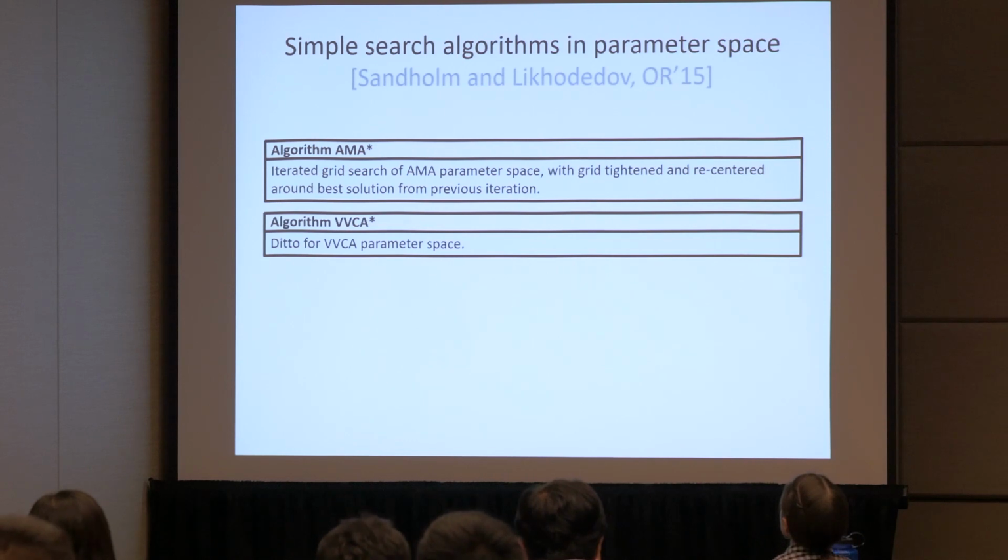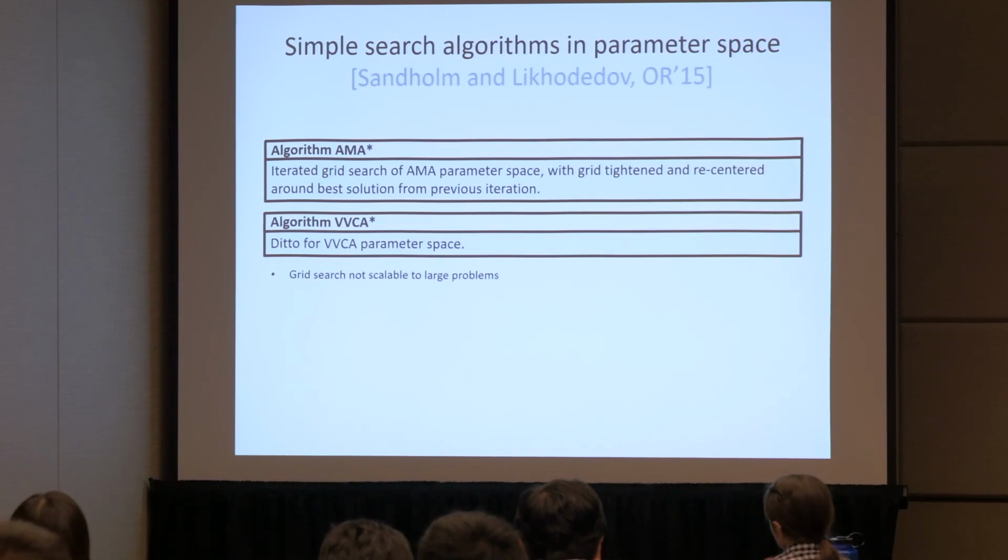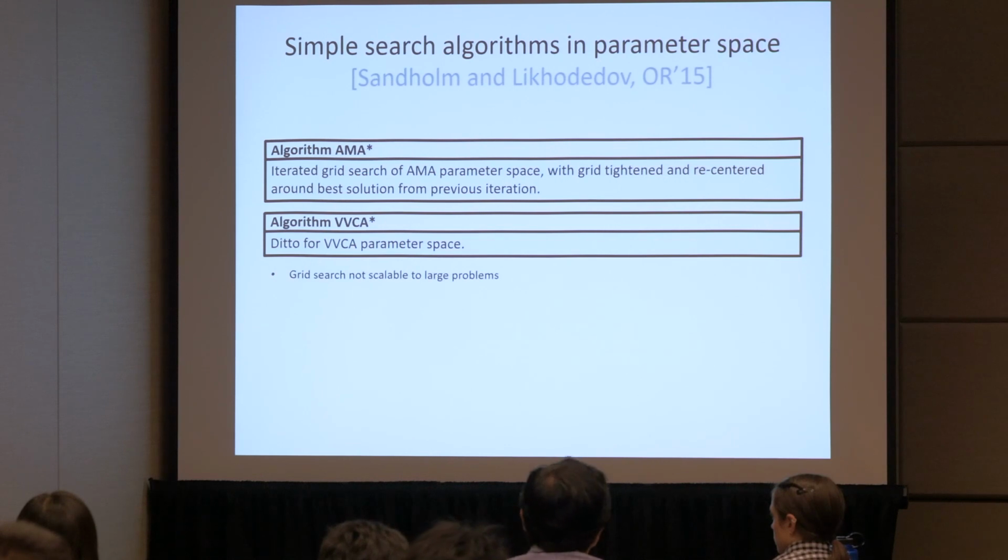VVCA star is the same thing for VVCA parameters instead of AMA. Of course, this is not scalable to large problems because the dimension of the grid grows with the number of items exponentially. But this allows you to really see what is the best mechanism, or almost best mechanism, for a setting, and it allows you to look at things that you didn't know in manual mechanism design.